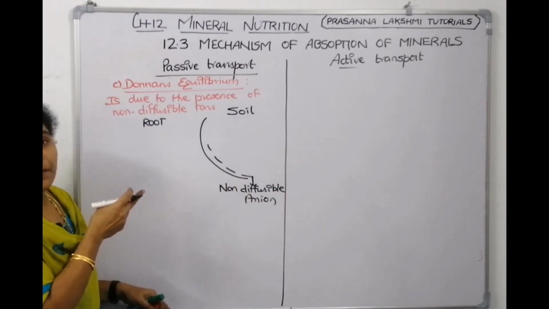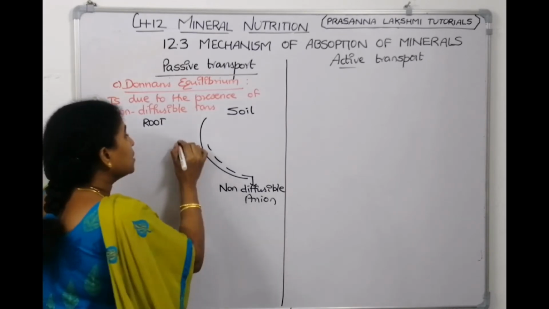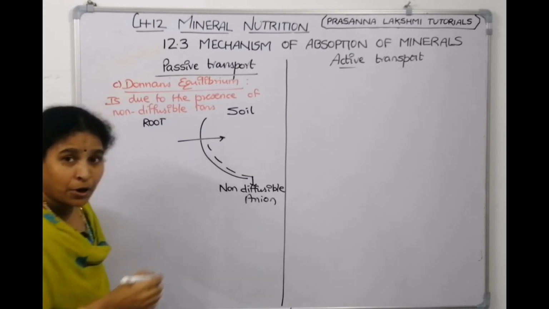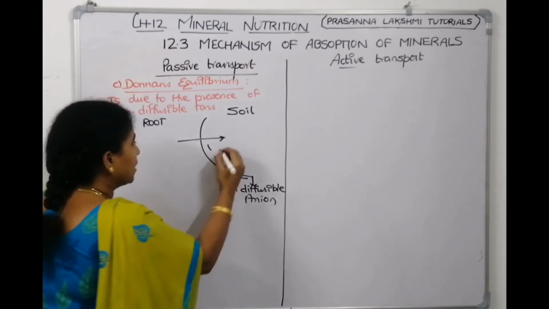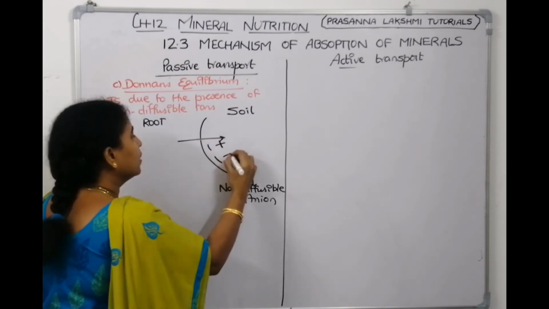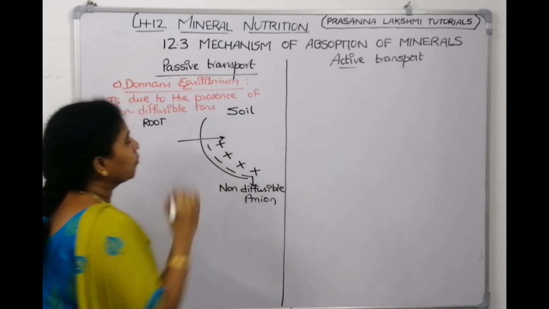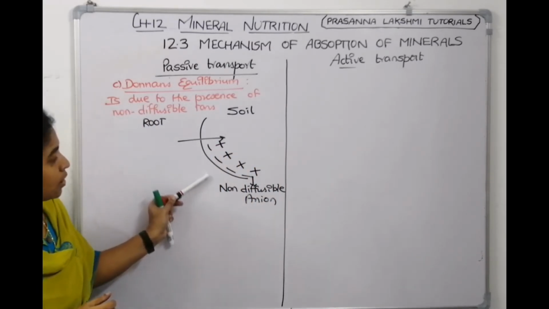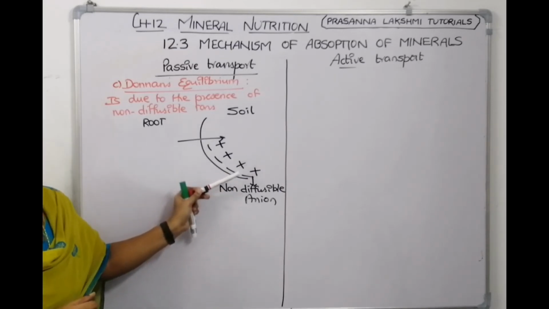Because of this non-diffusible anion, because the concentration is more, the positive charge from outside moves inside. Which charge is moving? Positive charge. How much positive charge will move? Till it balances the negative charge. So one positive charge will move, second, third, one more positive charge will move. Because of the presence of this non-diffusible anion, cations started coming in.